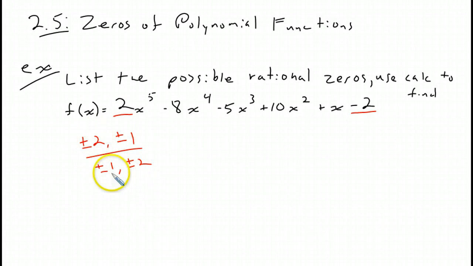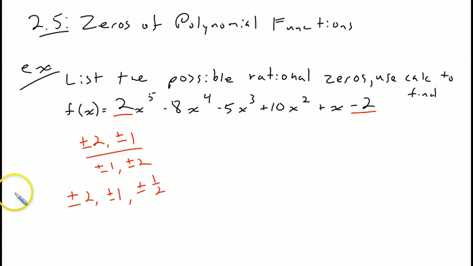So when you list these out, 2 divided by 1 is 2. So I have plus or minus 2. Also, 2 divided by 2 is 1, so plus or minus 1. 1 divided by 1 is 1, I already have it. 1 divided by 2 is 1/2, so plus or minus 1/2. These are the only rational zeros.